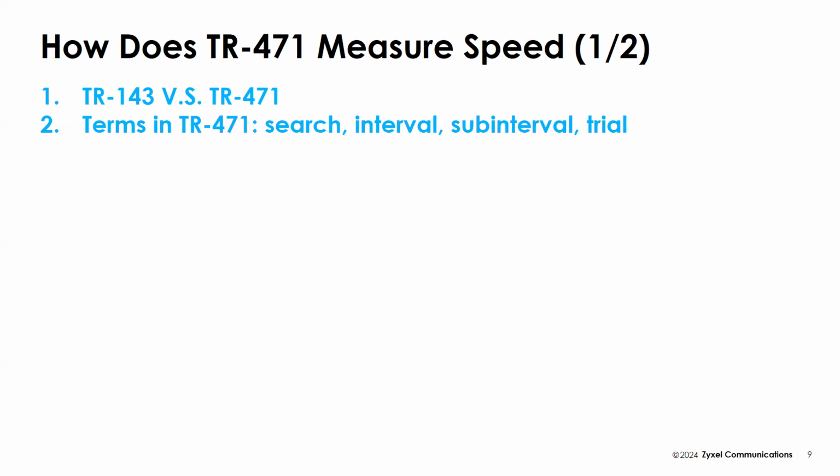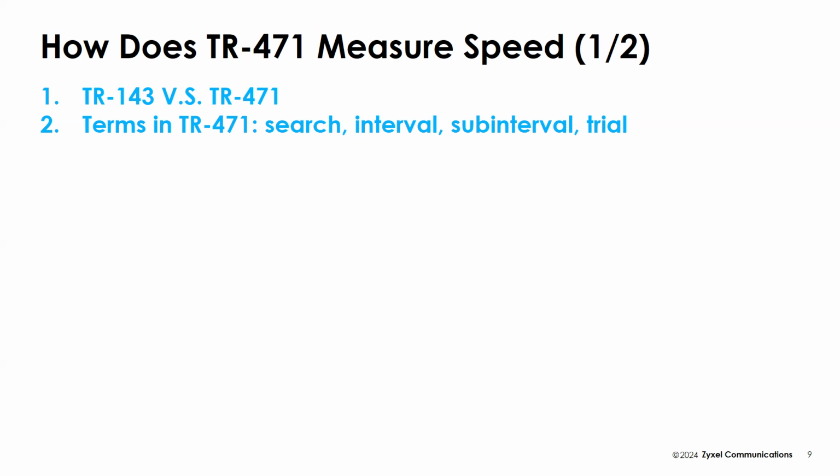Since TR-143 does not provide such information to the sender, the sender cannot adjust the sending rate dynamically, because the sender doesn't have this information. So that's why TR-471 comes on. TR-471 wants to solve this current situation in TR-143. Okay, so in TR-471, we already know that TR-471 is about determining the maximum traffic capacity between the sender and the receiver.